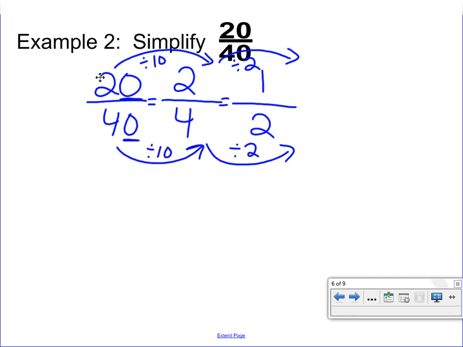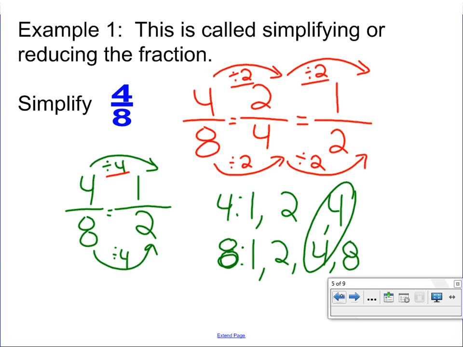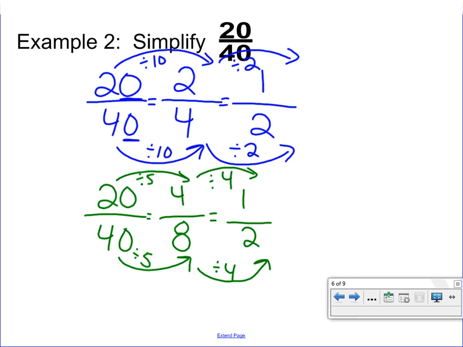You could approach this a lot of different ways. Another way that you could approach this is to start off by dividing by 5. Any number that ends in a 0 is also divisible by 5. 20 divided by 5 is 4. 40 divided by 5 is 8. This looks familiar, like the one we did right here. We know we have to divide by either 2 twice or 4. Let's divide by 4 since we already know. 4 divided by 4 is 1. 8 divided by 4 is 2.